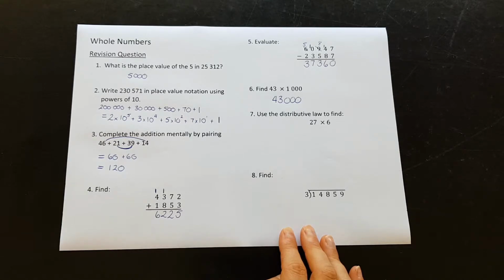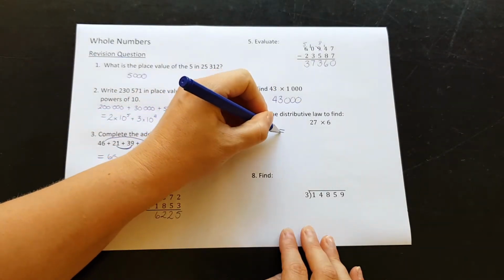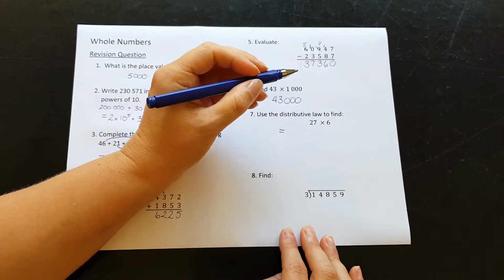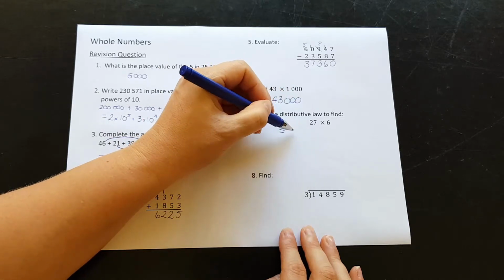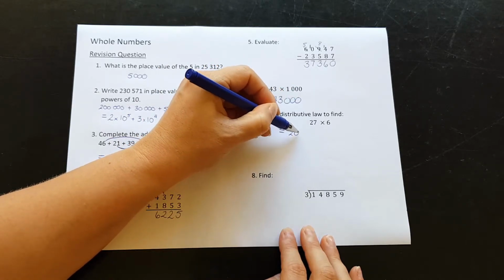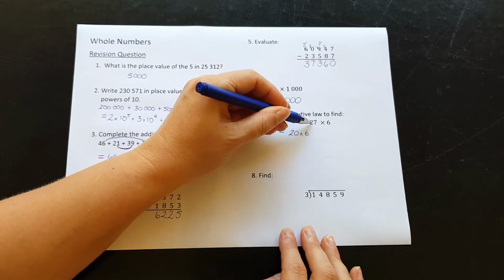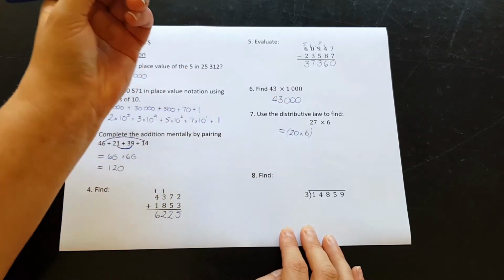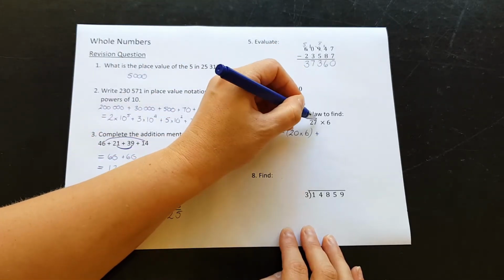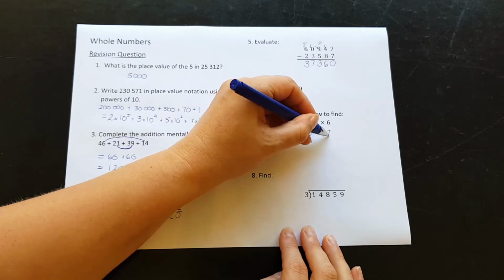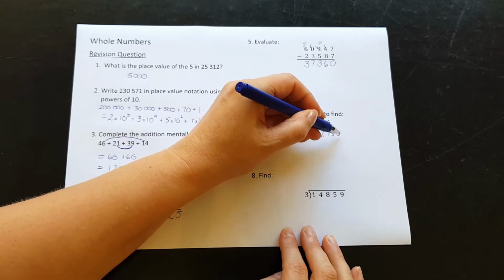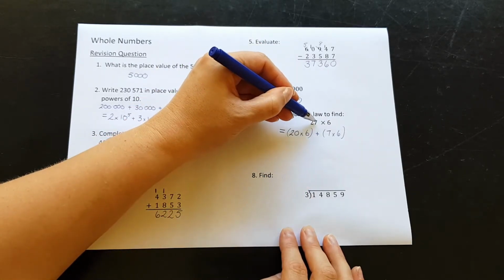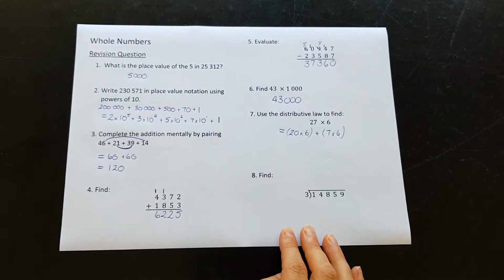Question 7, use the distributive law to find 27 times 6. So what we can do is break that, which is what the distributive law wants us to do, to be 20 times the 6 from here. Okay, that's the first part. And then we can add to that the 7 times the 6. Okay, so breaking this number apart to do two different multiplications.